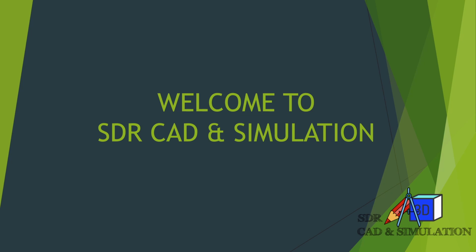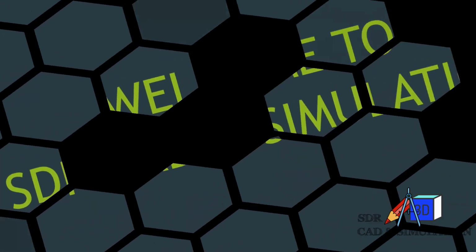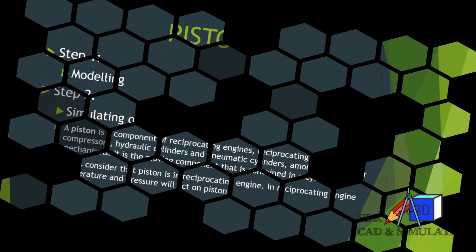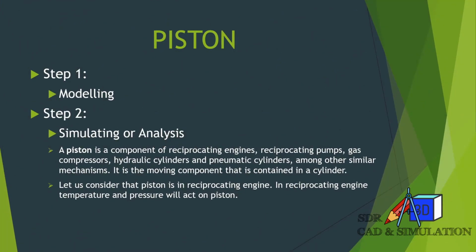Today we are going to learn how to model and analyze or simulate a piston. We all know that piston is a component of reciprocating engine, reciprocating pump, gas compressor, hydraulic cylinders, pneumatic cylinders, among other similar mechanisms. It is a moving component that is contained in a cylinder. For our analysis, we are going to consider that piston is working in reciprocating engine.